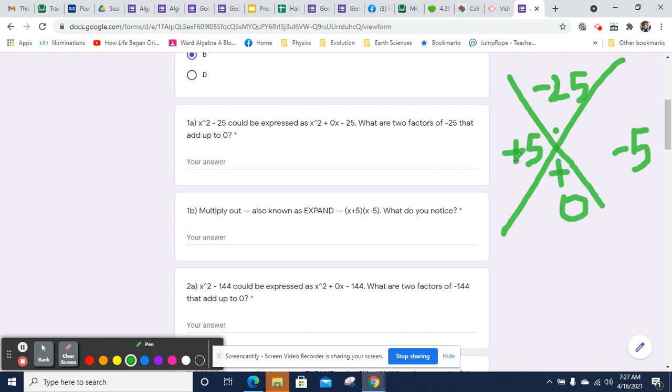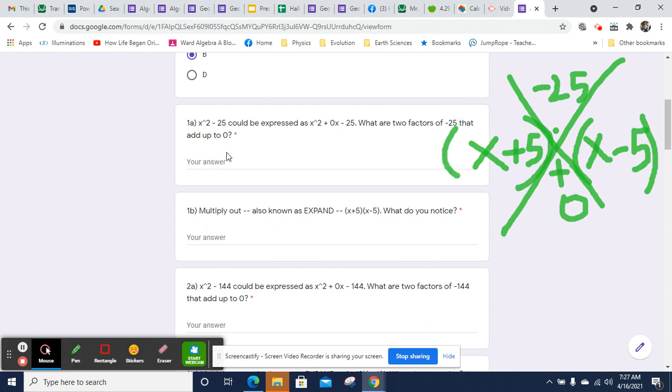Since we've got x squared minus 25, I could go ahead and factor this and say x plus 5 and x minus 5 using this tool. And I now actually have the two linear expressions that would be the factors of this. But that's not the answer to this question. The answer to this question specifically is 5 and negative 5.